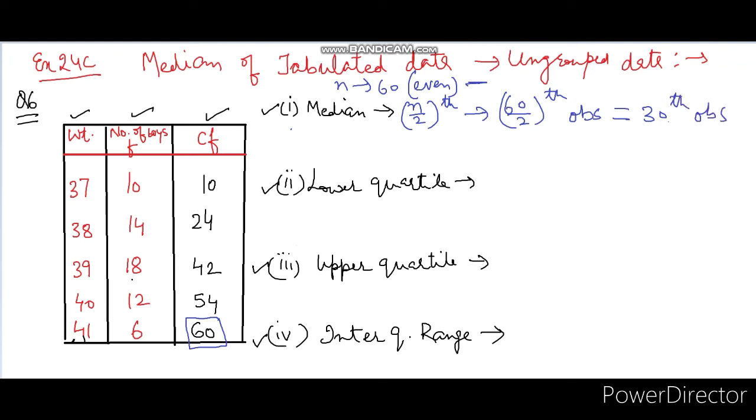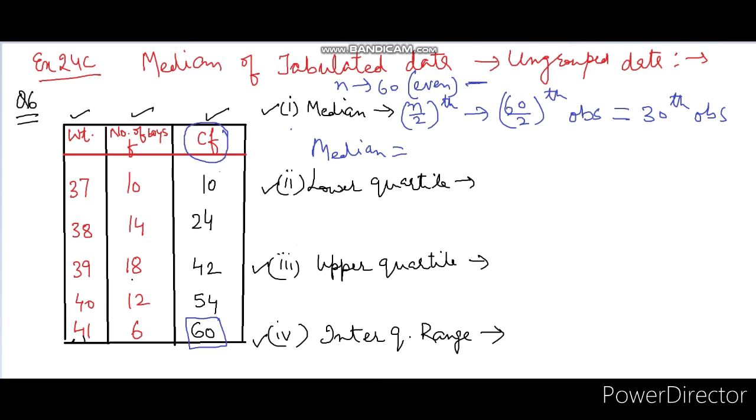So the median is the 30th observation, and what will be its answer? Now students, see very carefully. From the calculation we got, we are going to look for the 30th observation in the column of cumulative frequency.